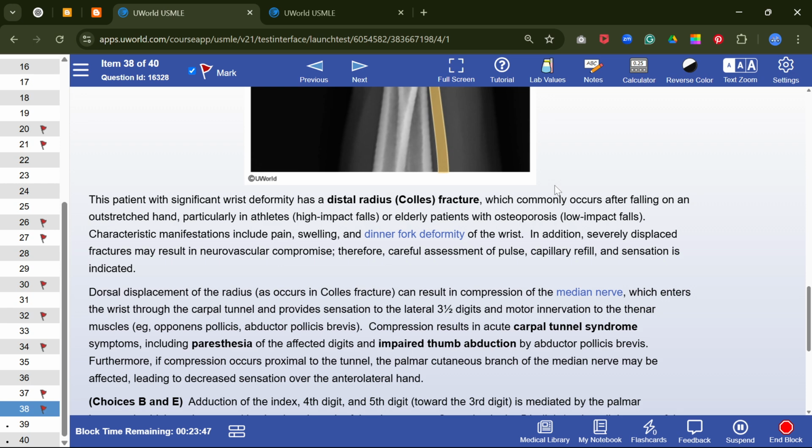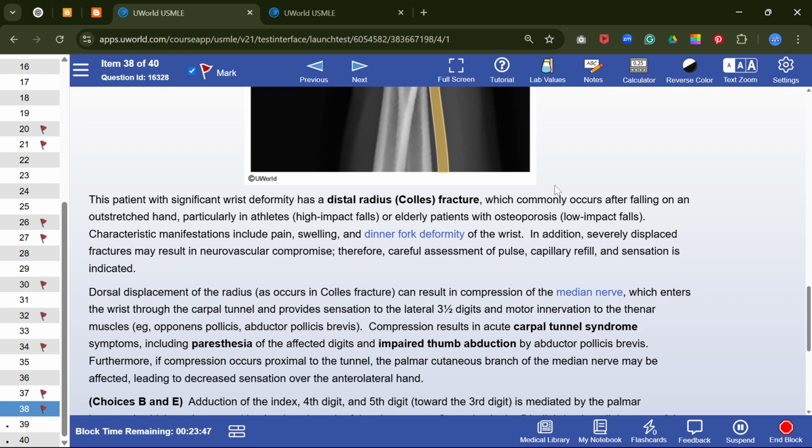which enters the wrist through the carpal tunnel and provides sensation to the lateral 3.5 digits and motor innervation to the thenar muscles: opponens pollicis and abductor pollicis brevis. Compression results in acute carpal tunnel syndrome, with symptoms including paresthesia of the affected digits and impaired thumb abduction by the abductor pollicis brevis.